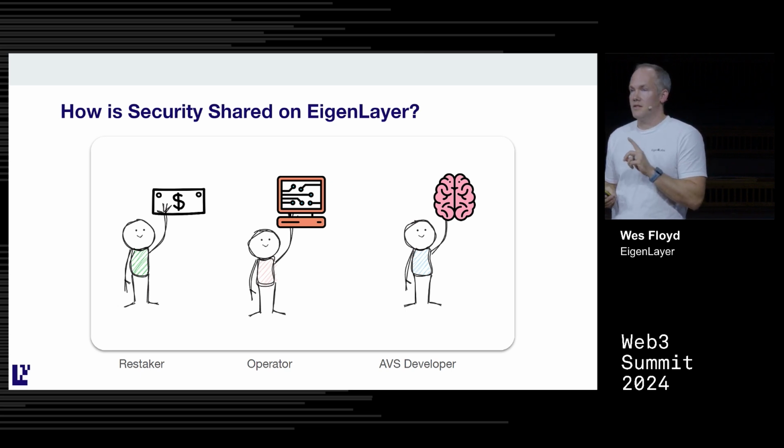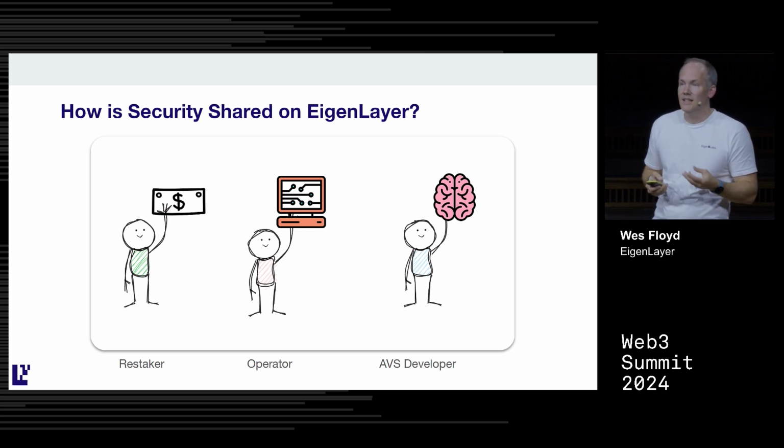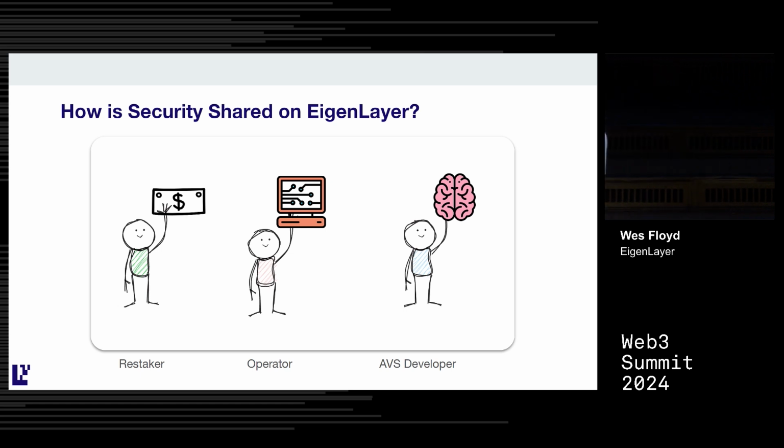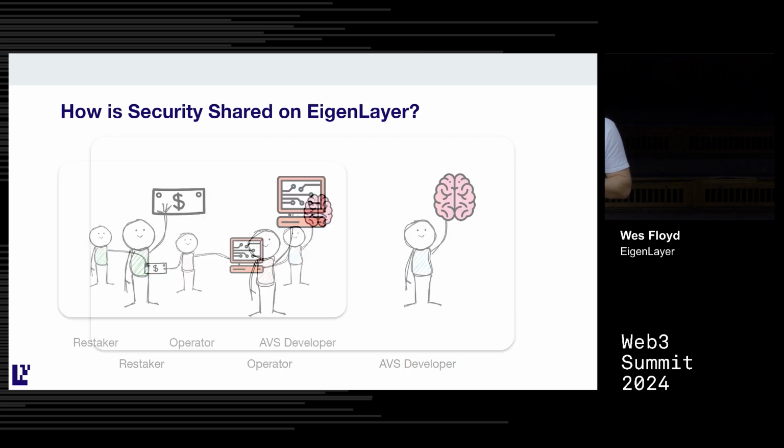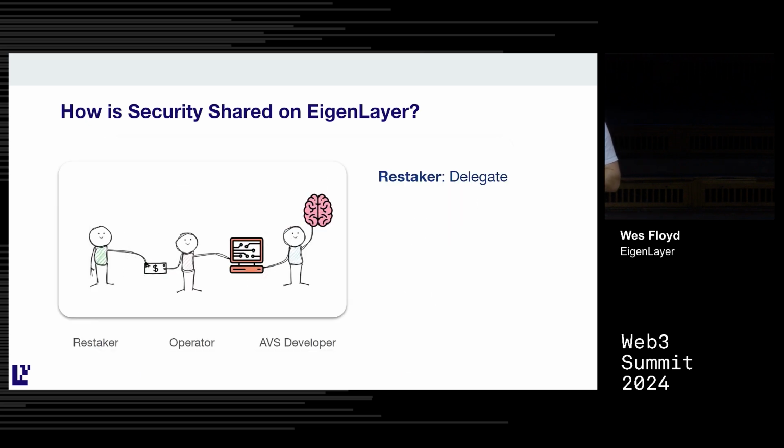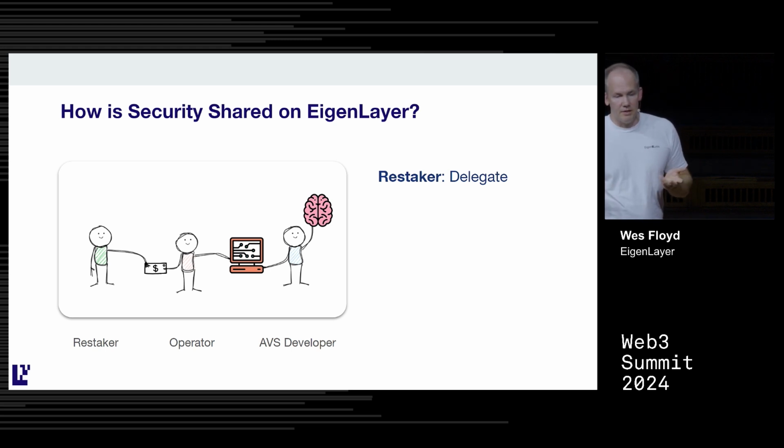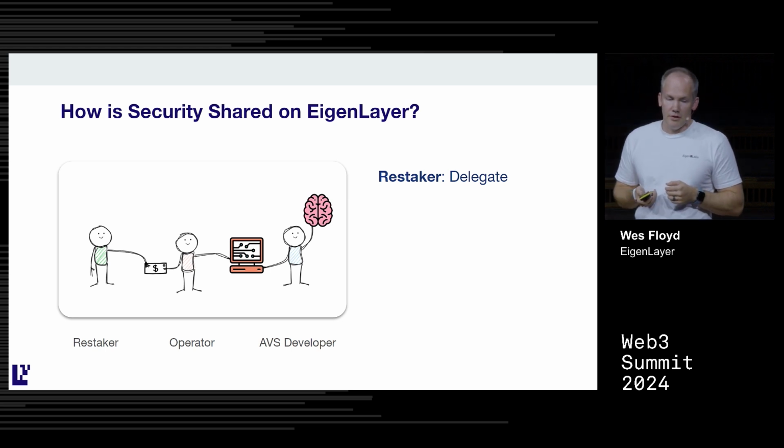And then there's the AVS developer, the person who has this idea. They want to build this new service, this new awesome AI inference engine, which is going to be a core service to help us build better crypto-enabled apps. And so how is security shared, in this case, of EigenLayer's implementation of shared security?